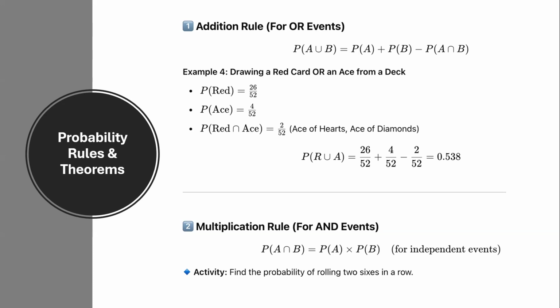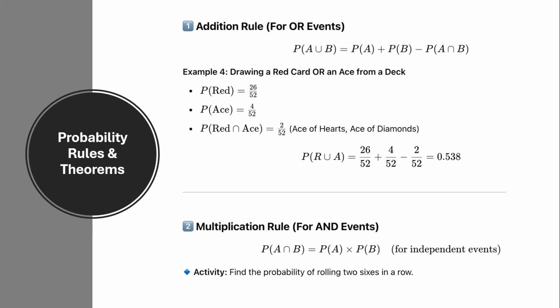So what will be the probability of getting a red ace? We have only two red aces, either heart or diamonds, so the probability of that will be 2 by 52. Now we'll put all those values in the formula. P(red), the probability of getting a red card, is 26 by 52, plus the probability of getting an ace, 4 divided by 52, subtracting the probability of getting a red ace, that is 2 by 52. So the final answer will be 0.538. Any doubt so far? Okay, I'm guessing it's no.